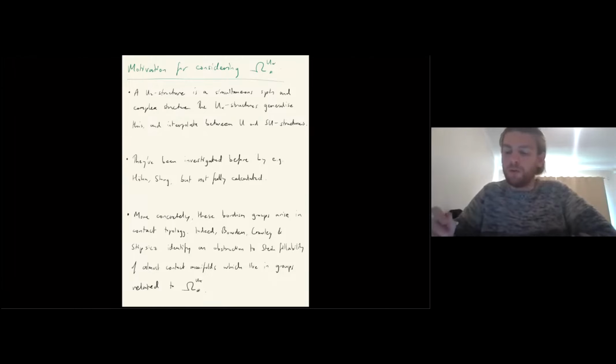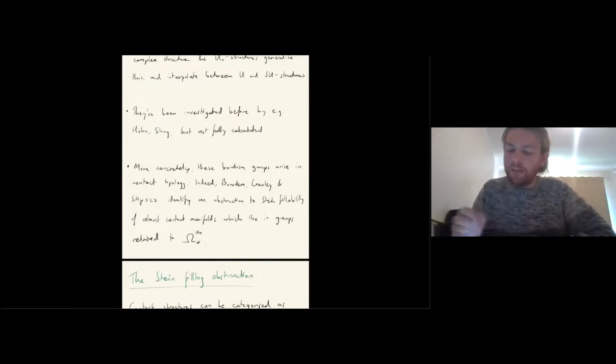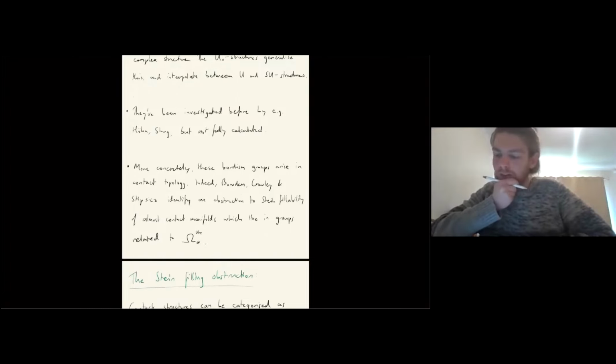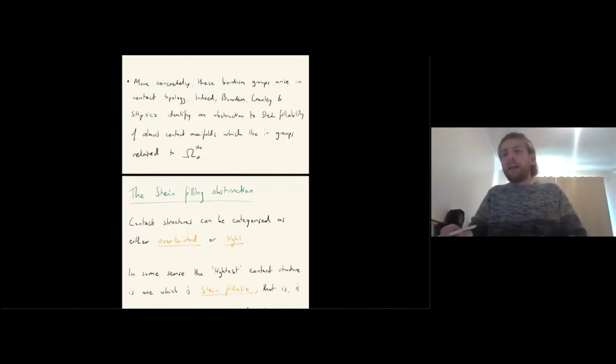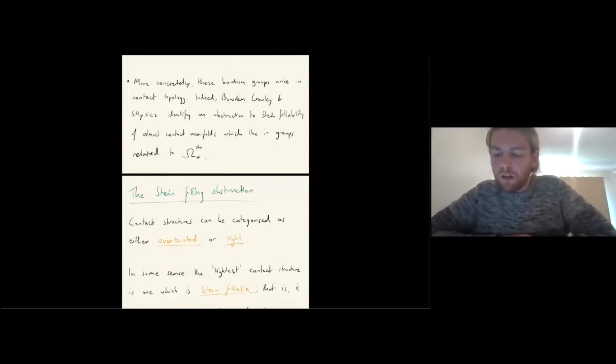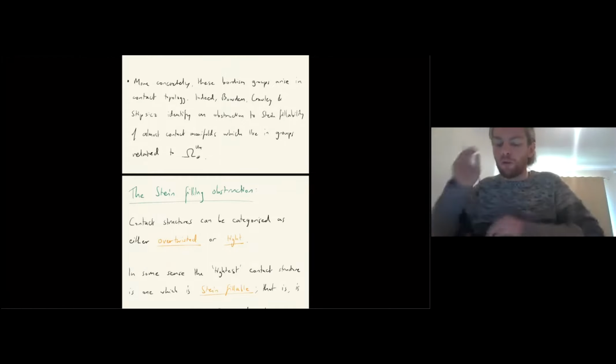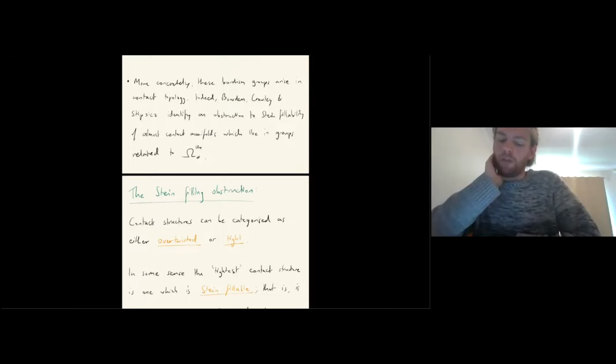And then these U alphas generalize and interpolate between U and SU, as I said before. They've been investigated before by other people, which is always nice. And most concretely, these bordism groups arise in this contact setting. It turns out there's this bordism obstruction to Stein fillability of almost contact manifolds, and it lives in a group which is related to these U alpha bordism groups.